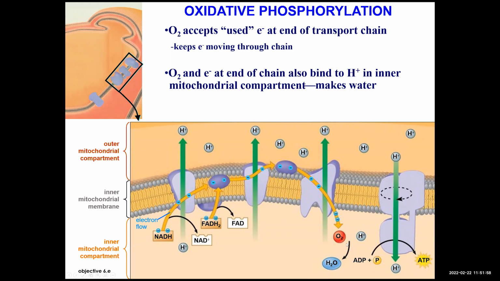When we make water, we're also reducing the number of hydrogen ions in the lower compartment. So not only are we moving hydrogen ions out of the lower compartment, we're also removing them by making water. So both of those are going to help us.